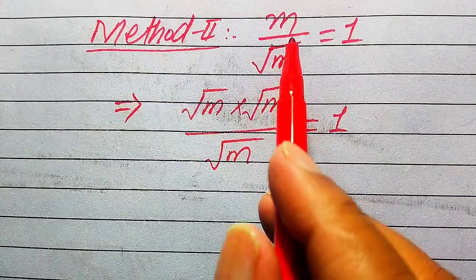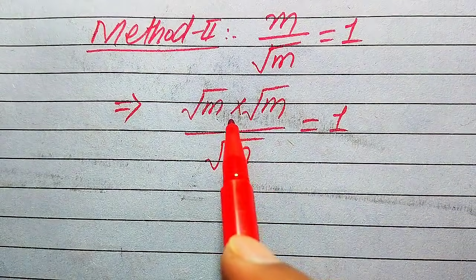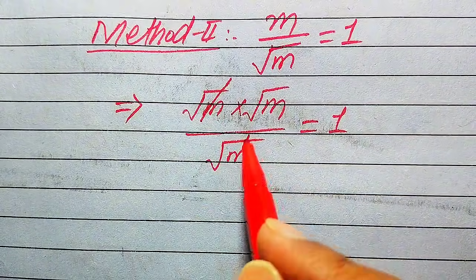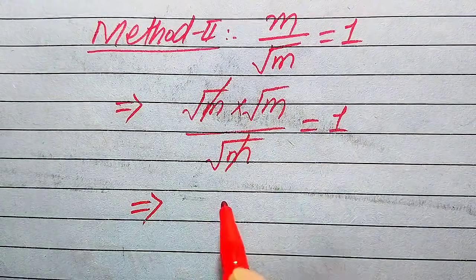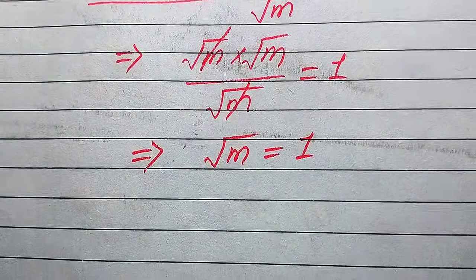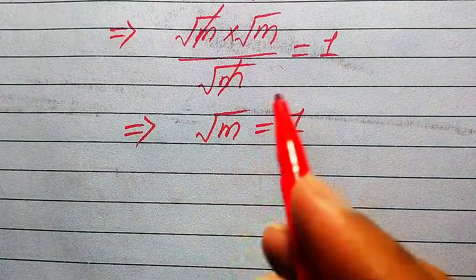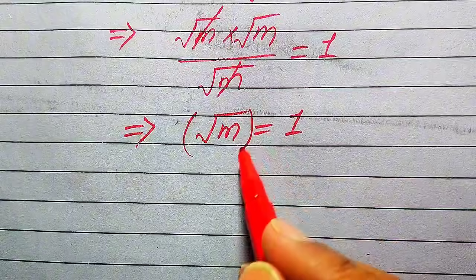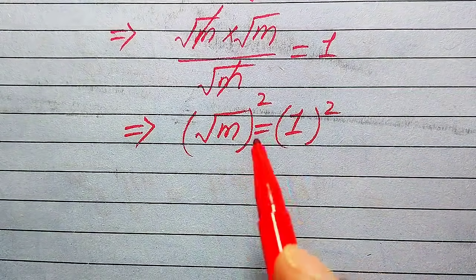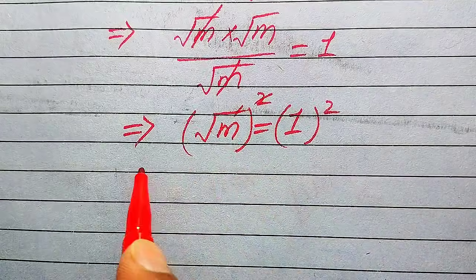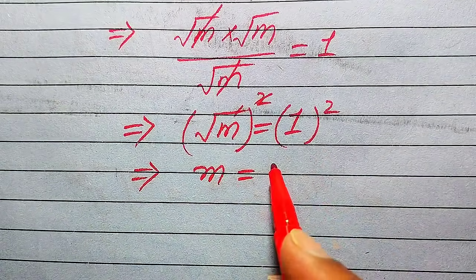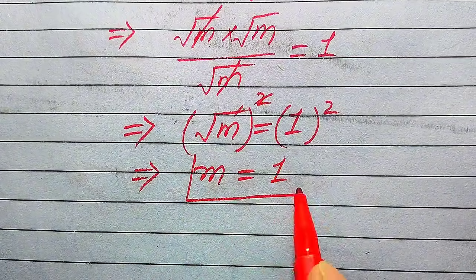You know that we can write any number as a product of square roots in this way. Now you see this square root of m and this square root of m are cancelled out by each other, and we get on the left hand side square root of m is equal to 1. Further, in the next step, we need to take squaring on both of the sides in order to remove this square root sign from the left hand side. So this 2 and this square root are cancelled out by each other, and we get m is equal to 1 squared, which becomes 1 only.